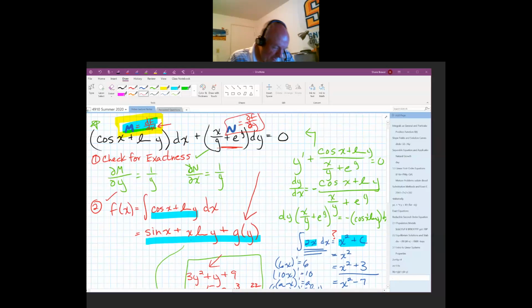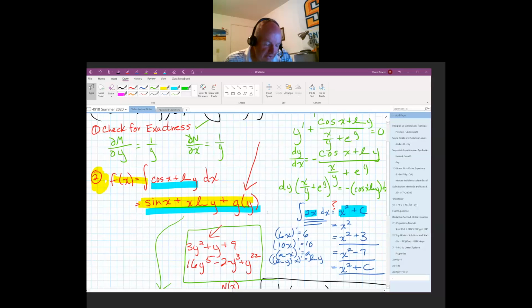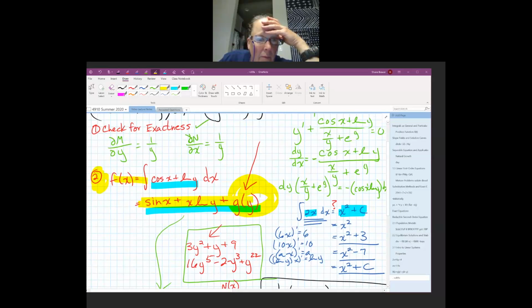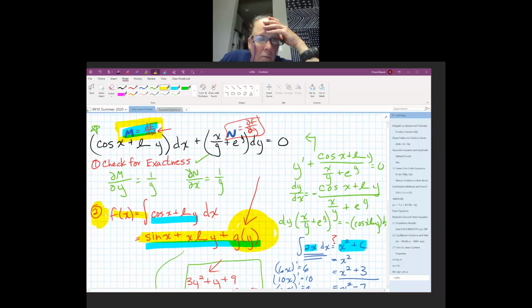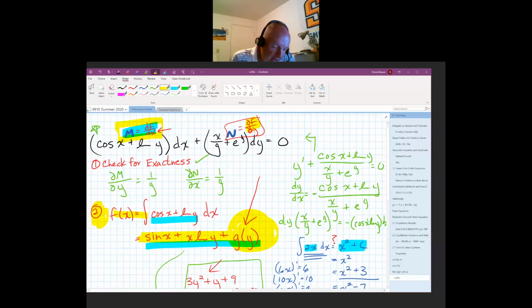Do we know what f is? Yes, look at that. We have found f to be this guy right here, right? From that step right there, we've found that much of f. The only thing we don't know is all the jumble of y terms that are possibly there. Yep. So look at this now. The partial of f with respect to y, the partial of this thing, should equal this thing.